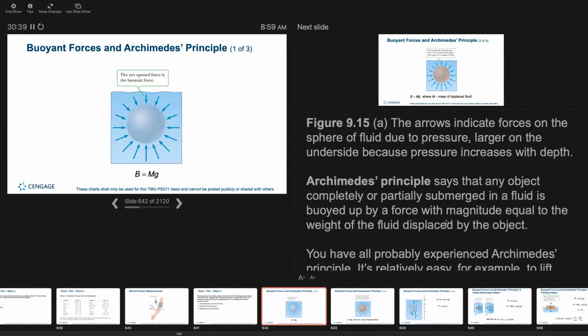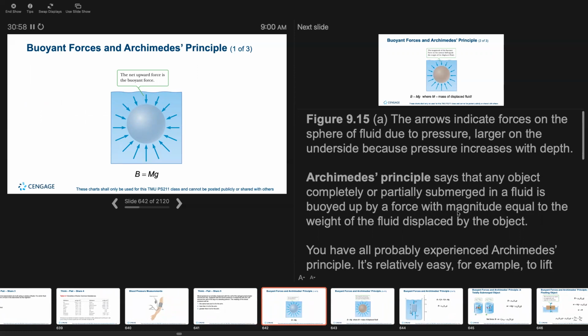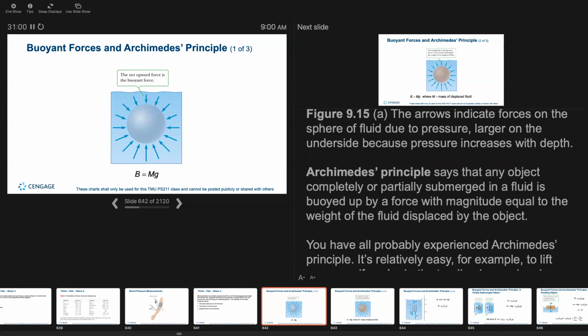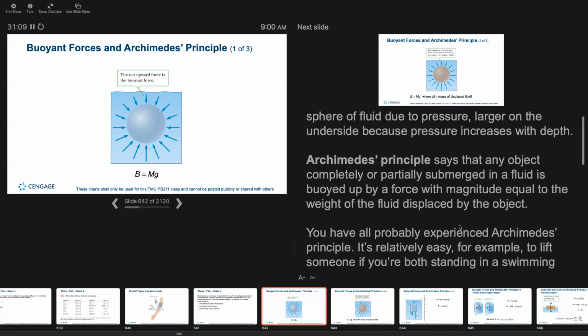So here we have a figure where the arrows indicate forces on the sphere of fluid due to pressure, larger on the underside because pressure increases with depth. And so we're looking at buoyant forces and Archimedes' principle. Archimedes' principle says that any object completely or partially submerged in a fluid is buoyed up by a force with magnitude equal to the weight of the liquid displaced by the object.